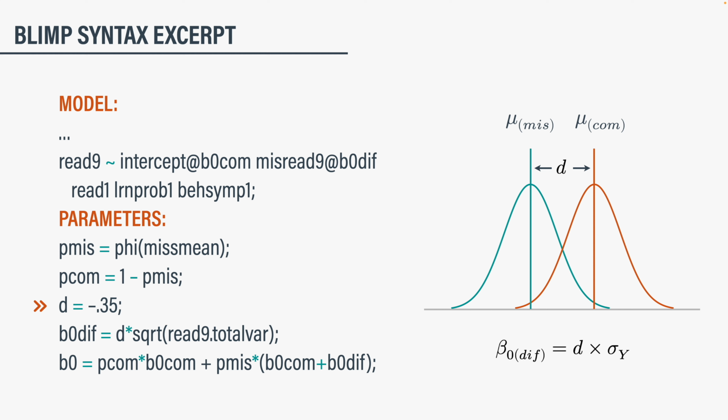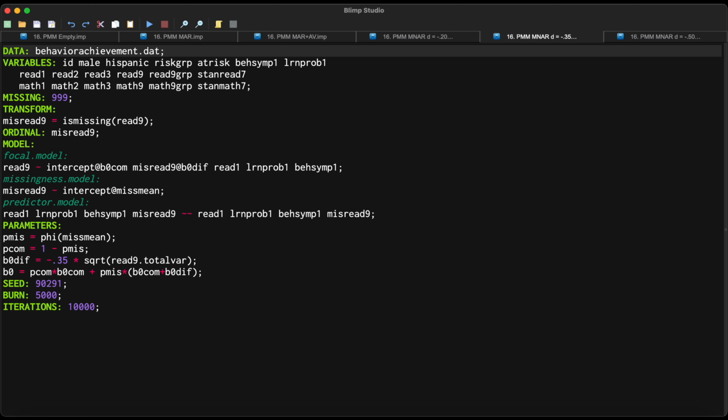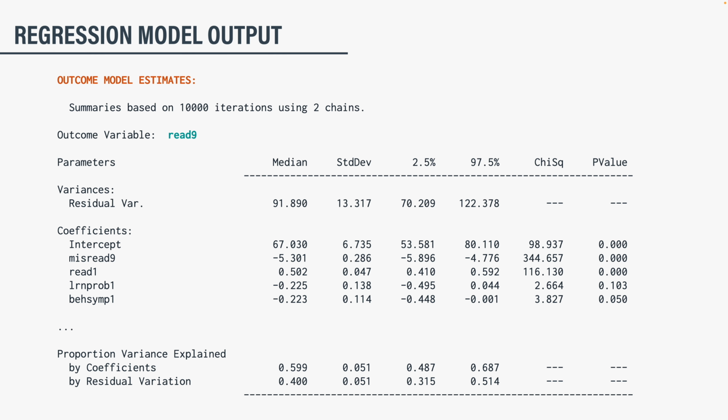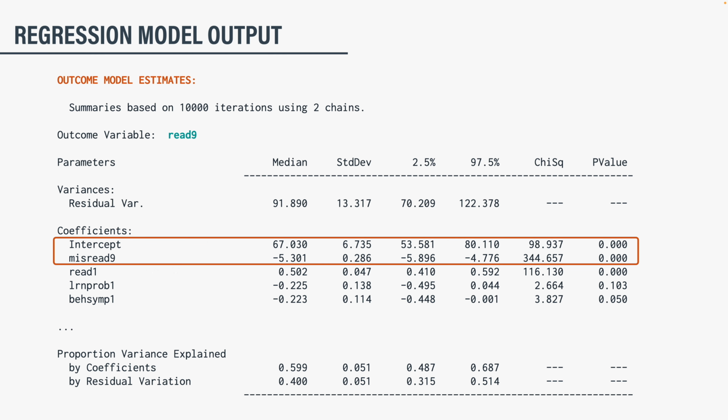Here I'm saying that students with missing data in 9th grade are lower by a little more than a third of a standard deviation unit. The B0diff parameter in the line below that transmits the effect size to the focal model. The regression summary table shows that we induced a bigger gap between the two groups, with the raw mean difference in 9th grade now exceeding 5 points.